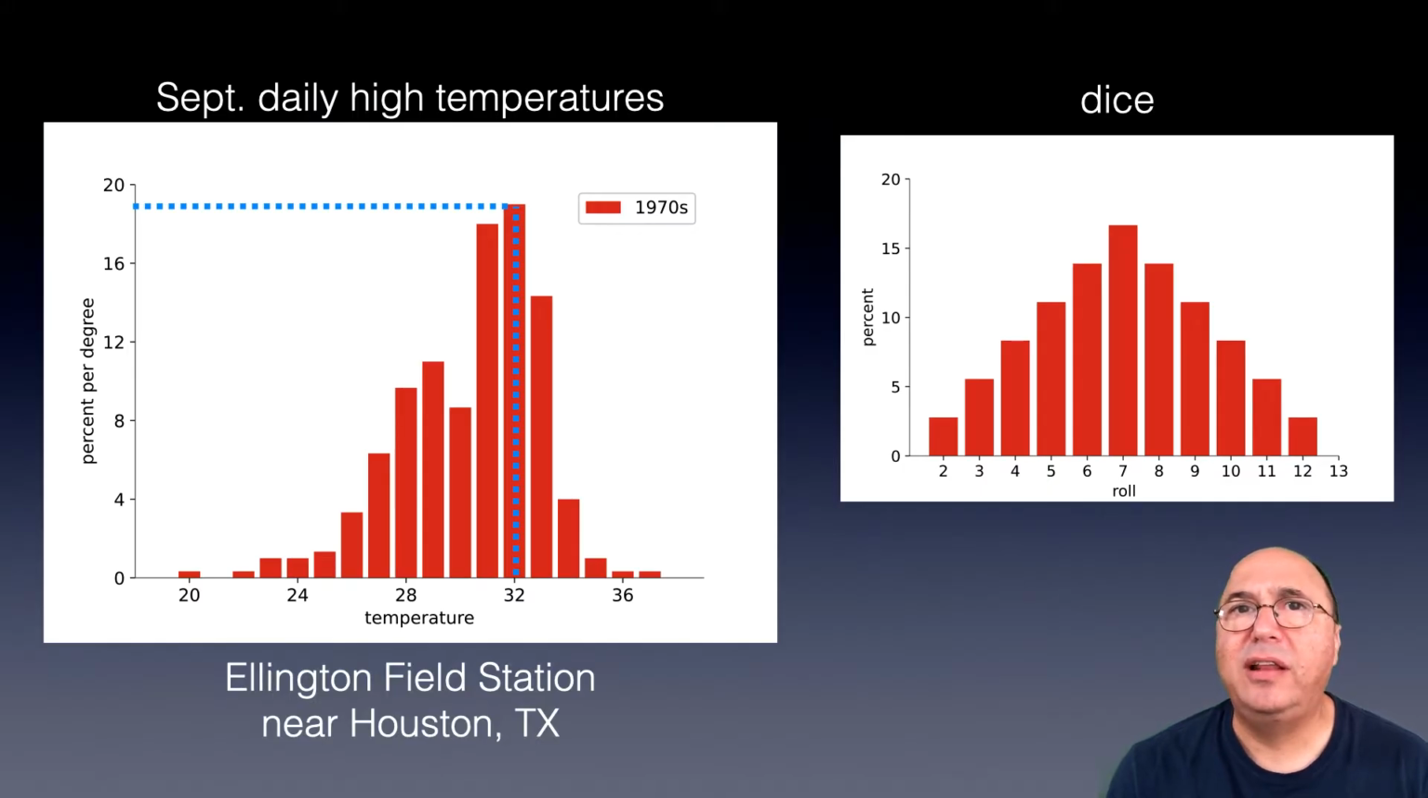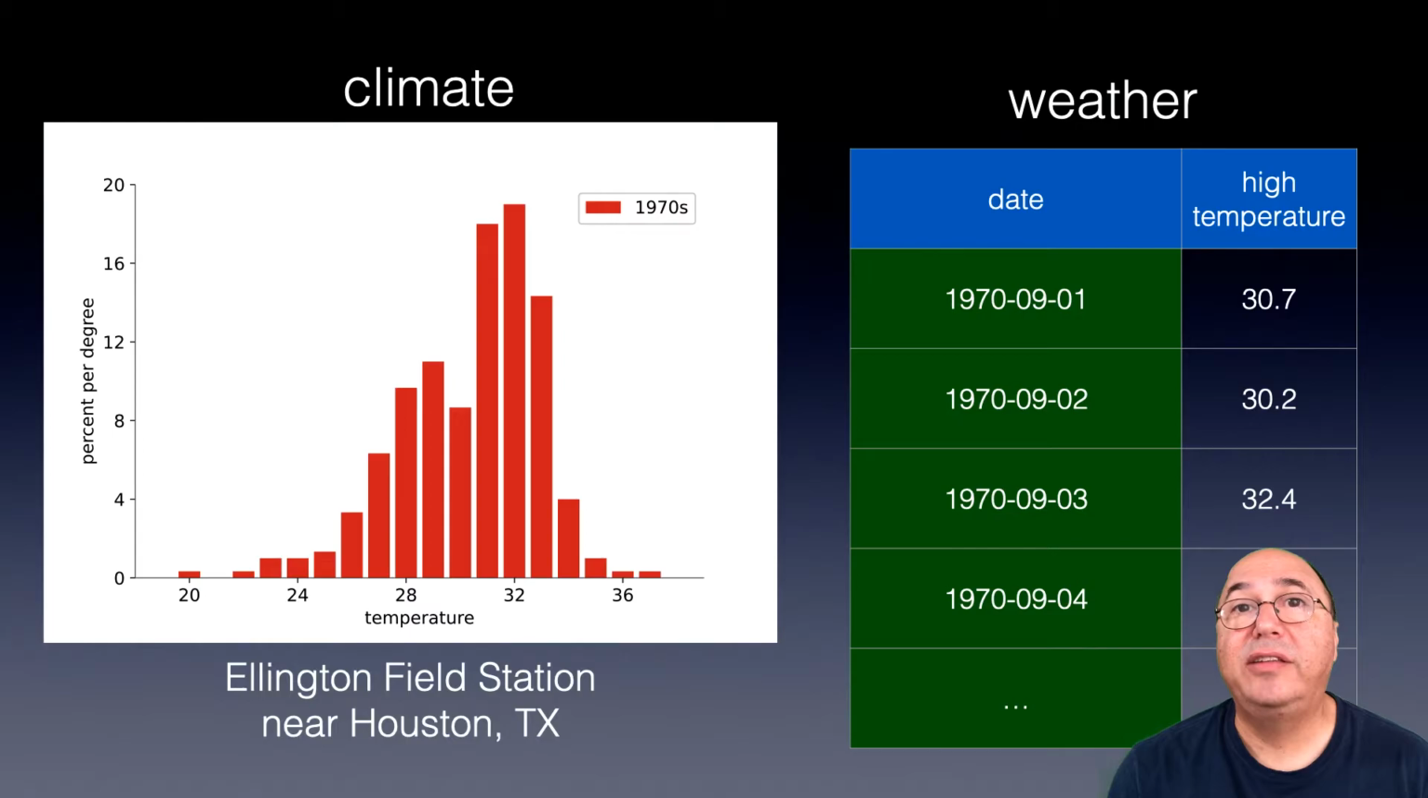But it doesn't tell us anything about the actual high temperature on any particular day. Weather, on the other hand, is the exact state of the atmosphere at any particular time. Here are the high temperatures for Ellington Field for the first few days of September 1970. You can think of each of these values as being a single roll of the weather dice that have a distribution determined by the climate in the panel on the left.